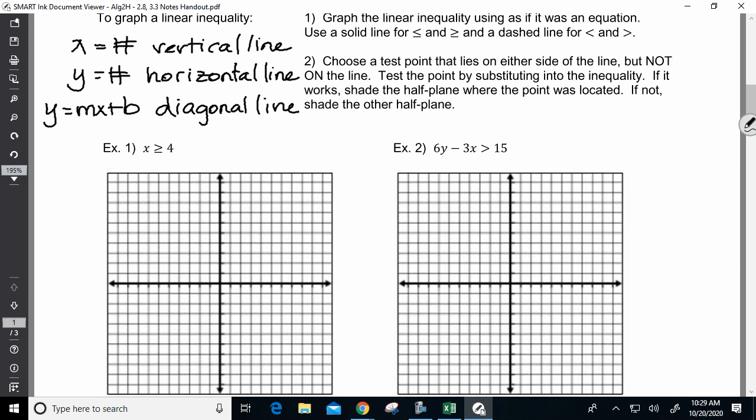So first step, for example 1, x greater than or equal to 4, we graph it as if it was an equation. So in this case, go to the x-axis, go to 4, and then since it's greater than or equal to, you're going to draw a solid line. So you graph a solid line.